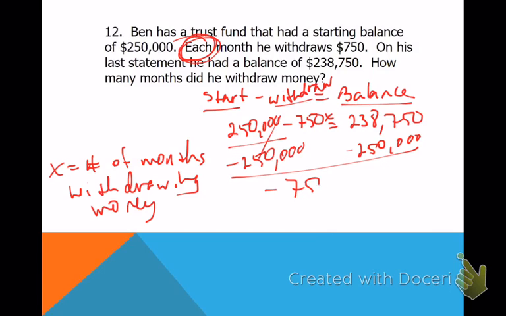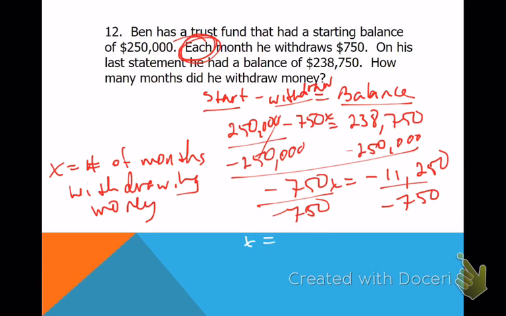Right? So we get negative 750x equals negative 11,250. Then we divide both sides by negative 750. And so x ends up equaling, I believe it's 15. So Ben withdrew money for 15 months.